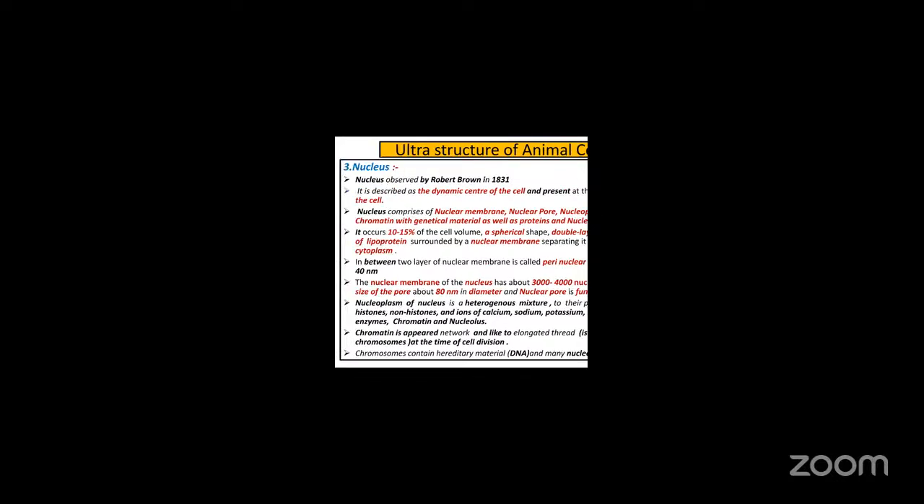So the chromatin appears in a network, and it is an elongated thread-like structure. That is the reason why only at the time of cell division do we call them chromosomes. But at ordinary times, we call them the chromatin network or chromatin reticulum. Now, the chromosomes contain hereditary material, that is the DNA, and many nucleoproteins.